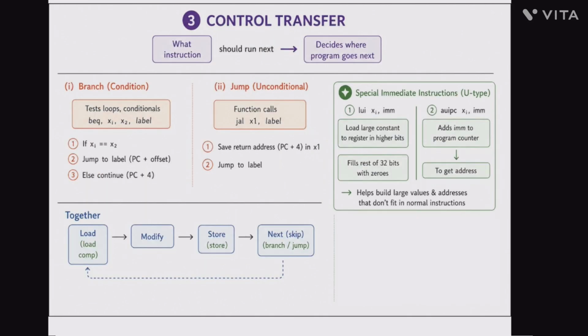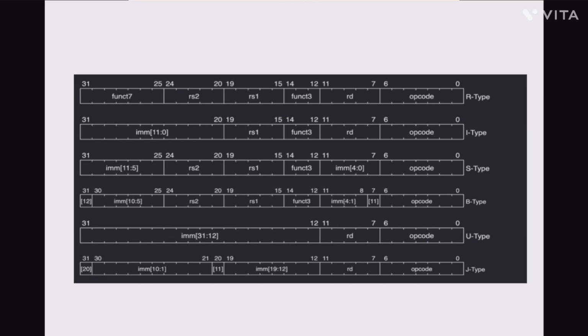Coming to control transfer, we have the branch and jump instructions, which are used to do a loop in a single program as well. We also have a special immediate instruction, U type, and all these types we'll be seeing in detail in a few minutes as well. These are the basic 6 types we can say, and we'll be seeing each of them in detail and what the purpose of each is.